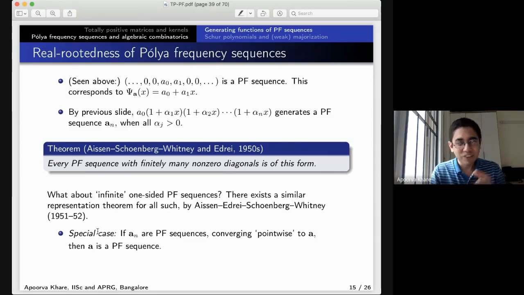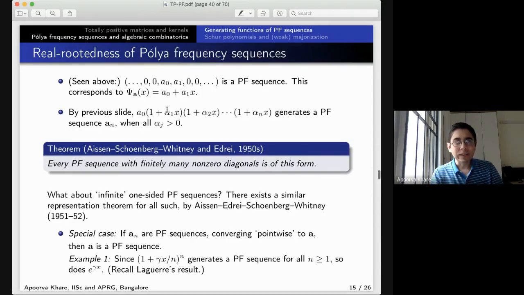But now, if you know this, then I'm going to give you two applications of the result of this A0, A1x. First of all, I take A0 to be 1, and I take all the alpha i's to be equal to gamma over n. Then this (1 plus gamma x over n) to the n generates a PF sequence from above. So for each n, this happens. Therefore, for the limit, that generates a PF sequence. And that is exactly e to the power gamma x. And therefore, Laguerre's result, that missing ingredient in Fekete's proof, is now proved for you.